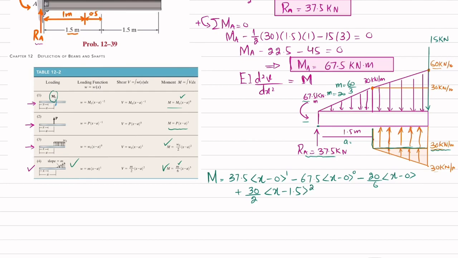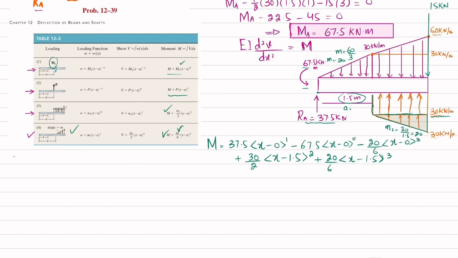And we will be left with the last one, which is this uniformly increasing load. For a uniformly increasing load, we again move toward this equation. Since the load is upward, it will be plus m. So m2 will be equal to this perpendicular, which is 30, and base is 1.5, which gives you 20. So it will be equal to 20 divided by 6 into x minus 1.5, because here a is equal to 1.5 power 3. Okay, so there is 3 over here.